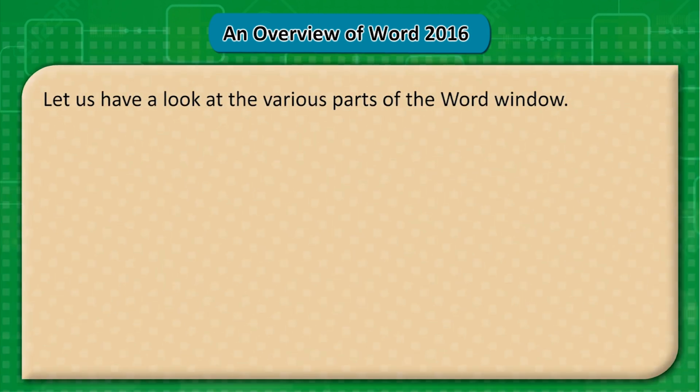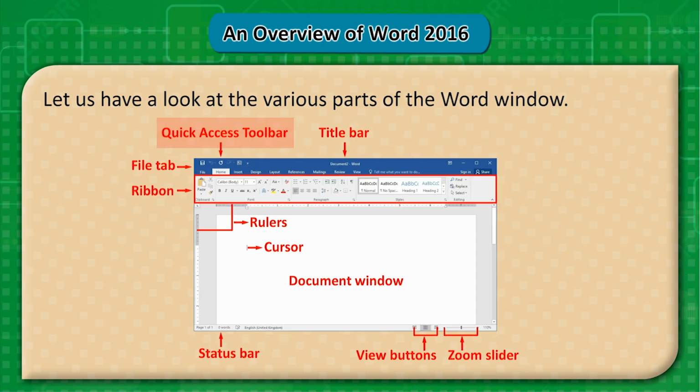Let us have a look at the various parts of the Word window: Quick Access Toolbar, Title Bar, File tab, Ribbon, Rulers, Cursor, Document Window, Status Bar, View Buttons, Zoom Slider.